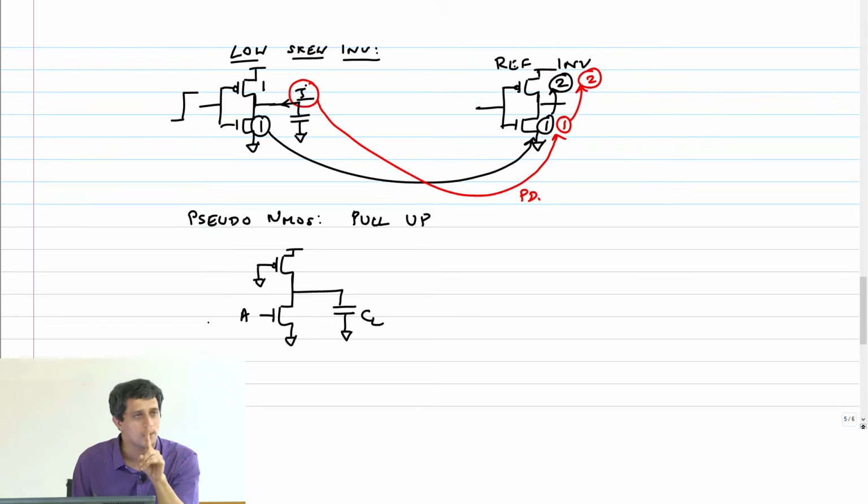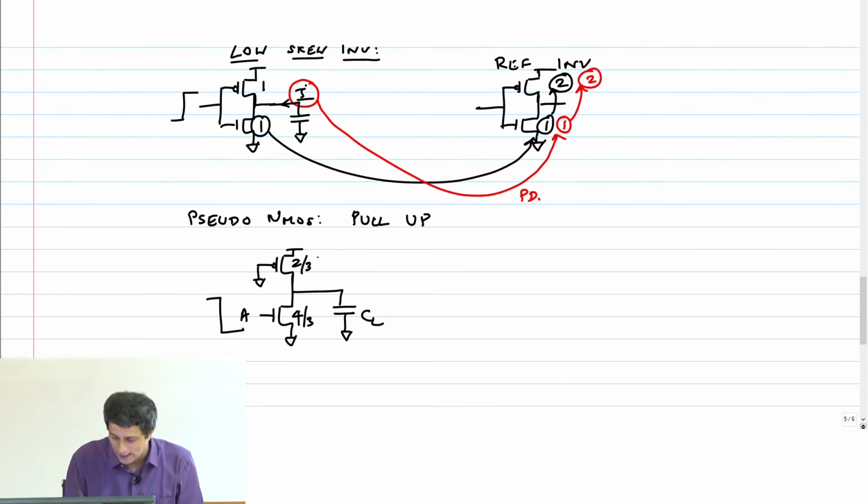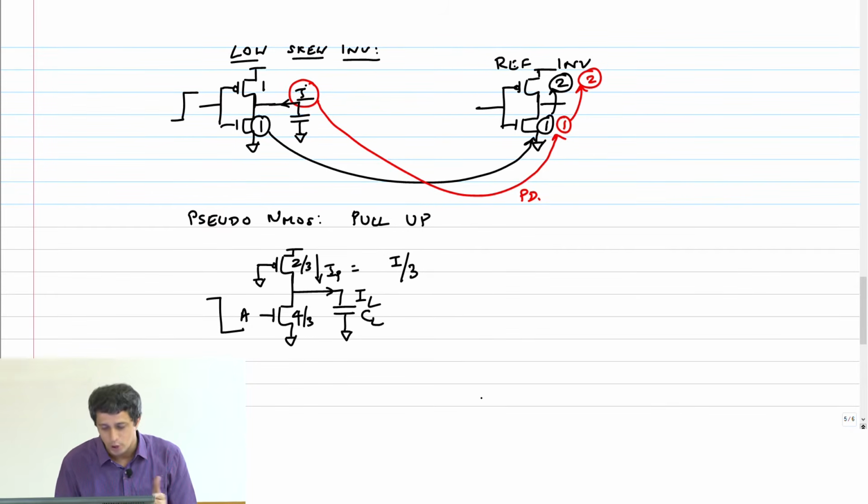What is the definition of pull up? Ideally, my input falls and turns off my NMOS transistor instantaneously. Correct? So if this is 4 by 3 and this is 2 by 3, I have a current IP which is equal to I by 3. Correct? Now IP and then there is a load current IL. Now because the NMOS is cut off completely, IL equals IP.